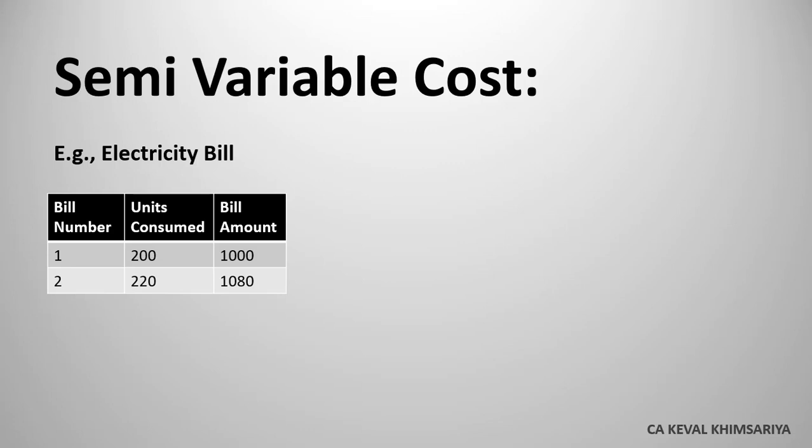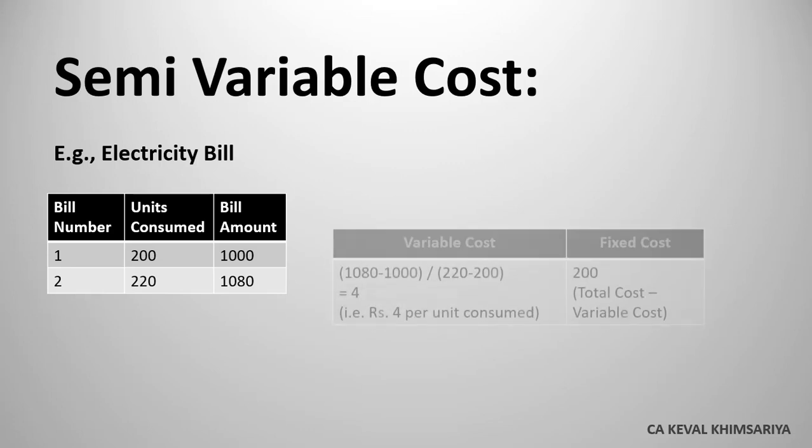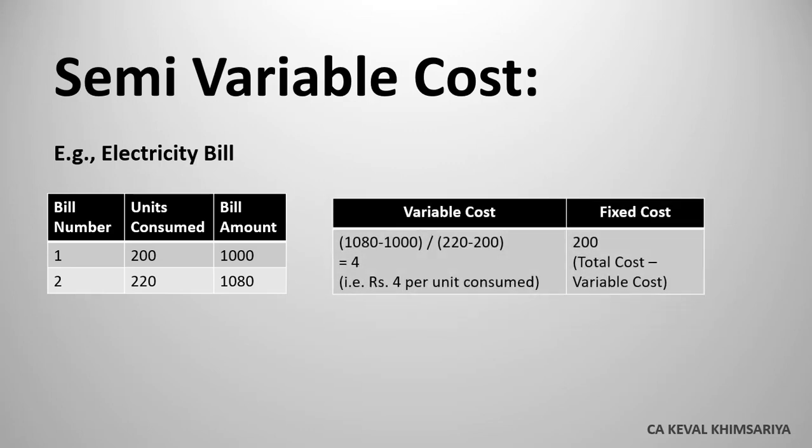So in this 1000 rupees and 1080 rupees bill, there are two components. One is variable cost and one is fixed cost. So what we will do, we will separate these two. We will separate variable and fixed cost. So how can we do it? We will take the difference of bill amount divided by the difference of units consumed. So 1080 minus 1000 divided by 220 minus 200, we get 4. So 4 per unit consumed is the variable cost. So 200 units consumed into 4, so 800 rupees is your variable cost.